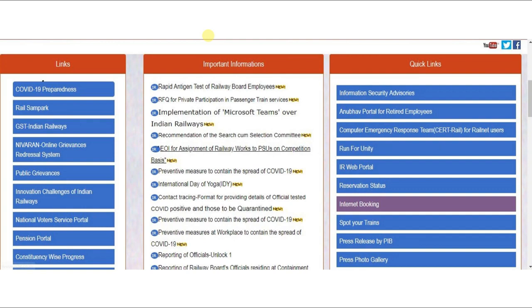This is another part of the Ministry of Railways website, in which you can observe certain important links such as COVID-19 preparedness, Rail Sampark, and various new initiatives which have been taken by Ministry of Railways in the current scenario.